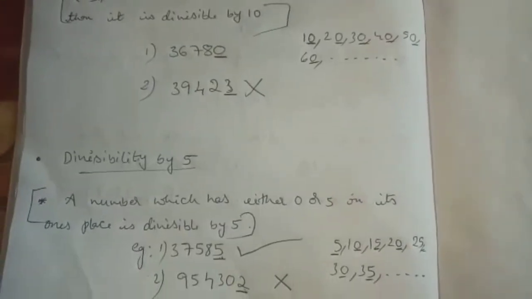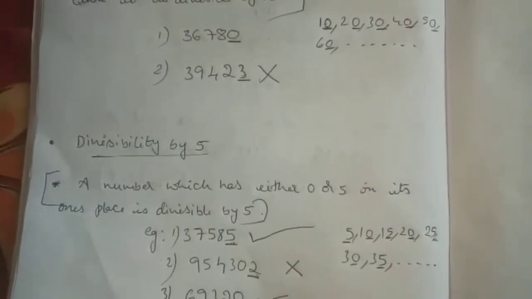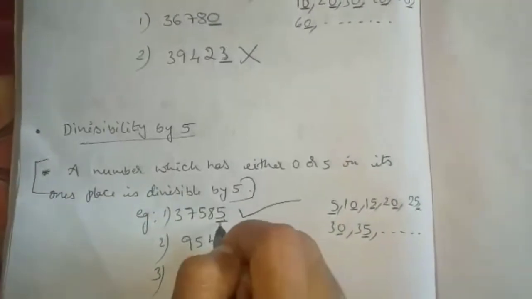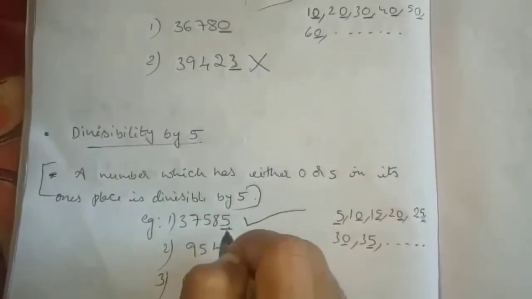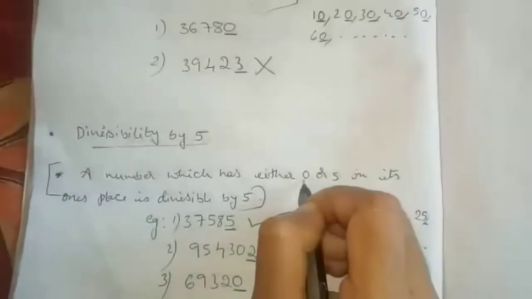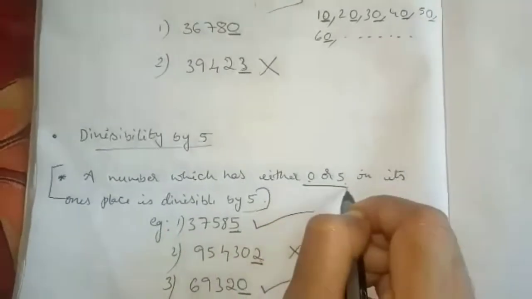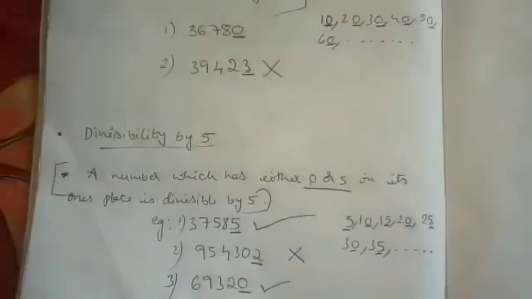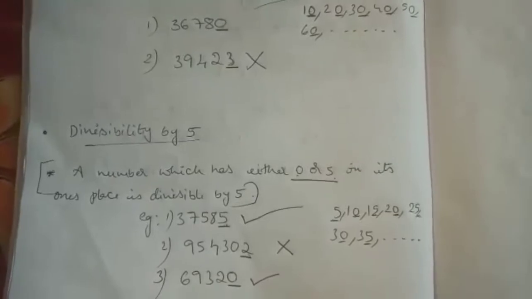Or if they ask whether it is divisible by 5, what do you have to see? You have to see the units place or ones place. What you should have is 0 or 5. If you have 0 or 5 in the units place, you can say it is divisible by 5.